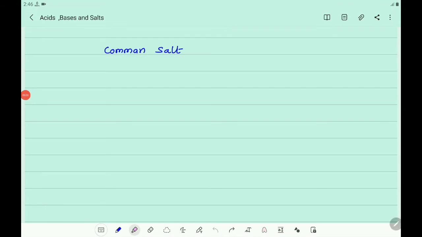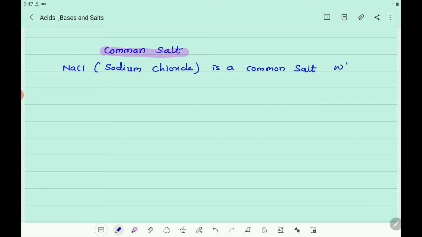Now let us write up something about common salt. What is common salt? Common salt is sodium chloride. It is a cooking salt. So you write, NaCl, sodium chloride is a common salt which is formed by the combination of hydrochloric acid and sodium hydroxide solution.